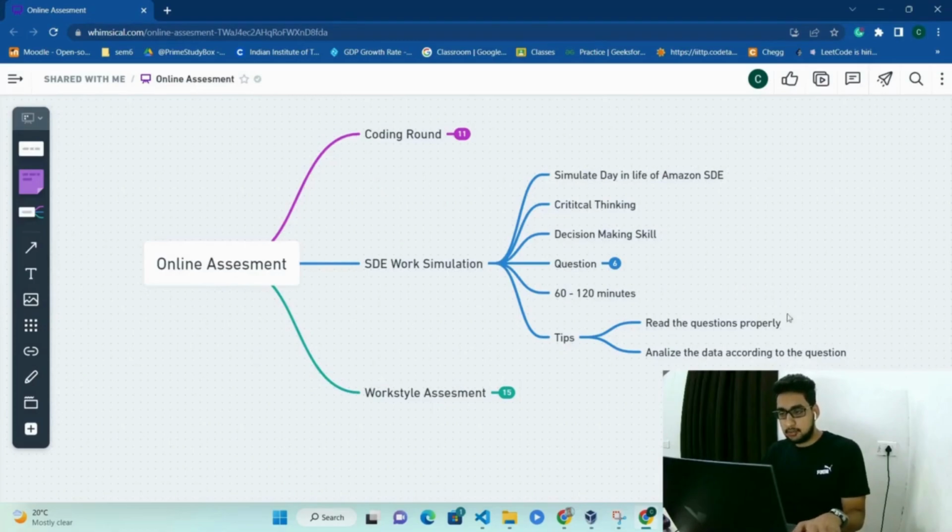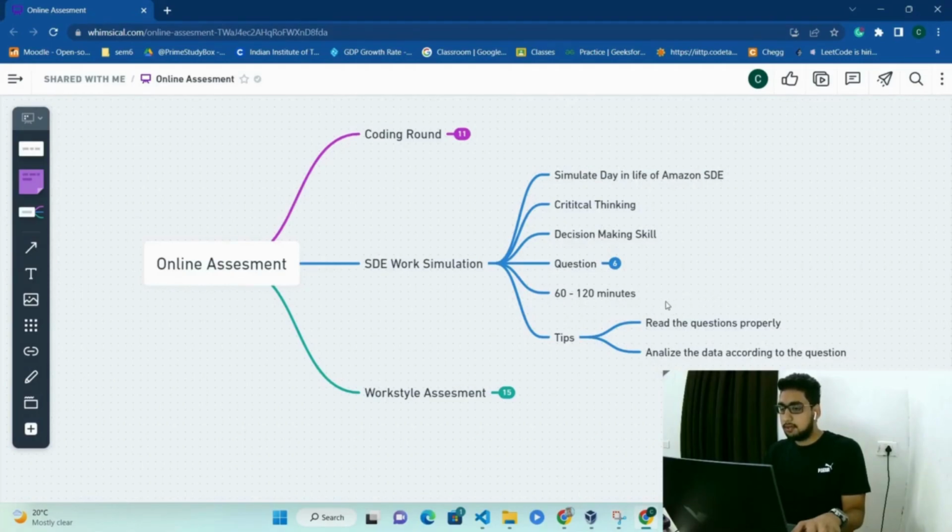Do not hurry for this round. You will be having 60 to 120 minutes. It was written that you will be able to do the questions in 60 minutes, but still they will give you 120 minutes. So assume you are having 2 hours to do this. Maybe you complete in 1 hour, 10 minutes, whatever the time.